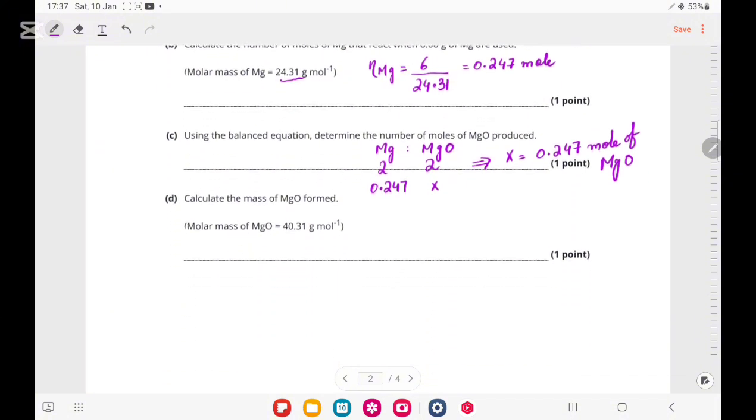Then they say find the mass of magnesium oxide. So mass is going to be mole, which is 0.247, times the molar mass, that is 40.31, and the answer comes out to be 9.96 grams.